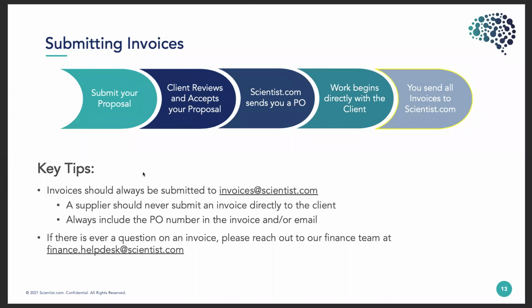But one other note just to make is when you are ready to invoice for a project, invoices should always be submitted to invoices@scientist.com. If you do send an invoice directly to the client, this can cause a lot of confusion on both the client and scientist.com side just to make sure that payment is processed to you as smoothly as possible. So whenever you receive a purchase order from scientist.com, it's just really important to remember that the invoice must always be submitted to scientist.com. It is always also important to include the PO number in the invoice or the email that you are submitting to invoices@scientist.com, just to make sure that we can very quickly process this invoice.